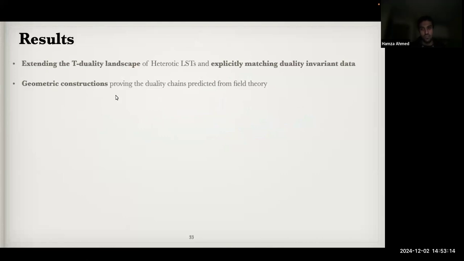And then once you have these based on the duality data, you can try to go into the geometry, go into the F-theory, and try to prove the duality chains that we predict from field theory. And then finally, we also gave evidence for the existence of this novel class of LSTs with kappa P equals 1.